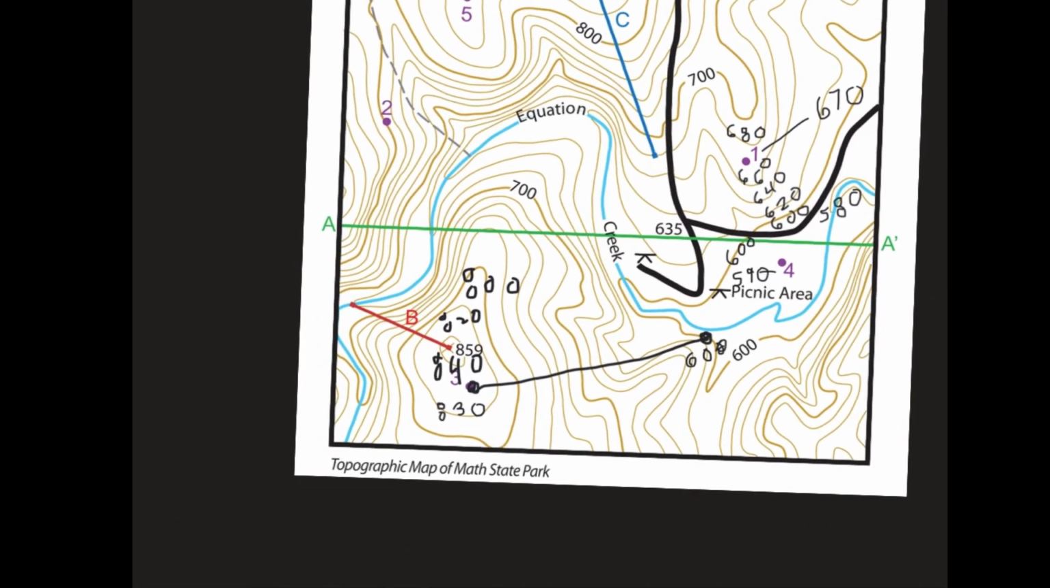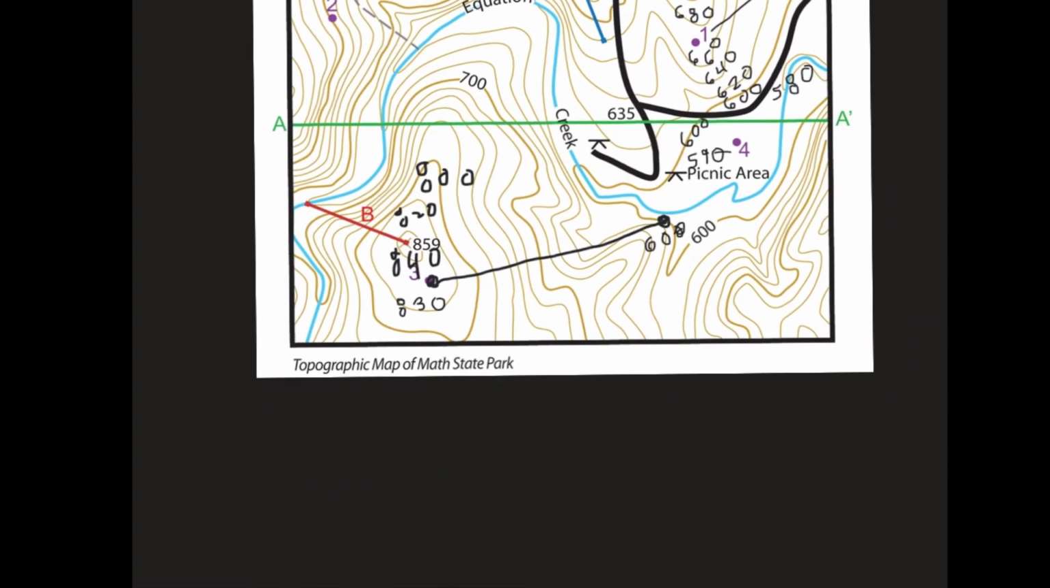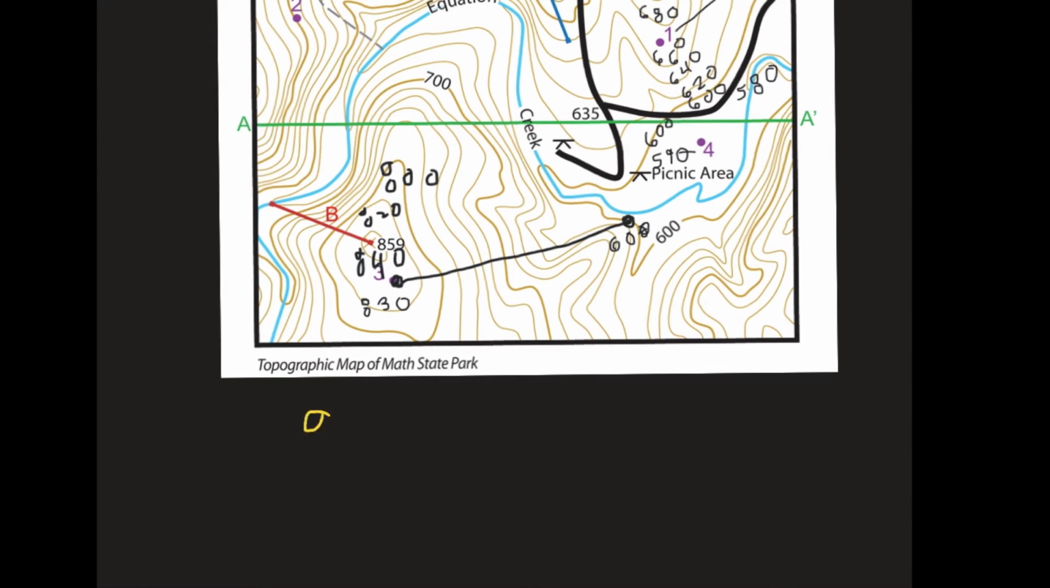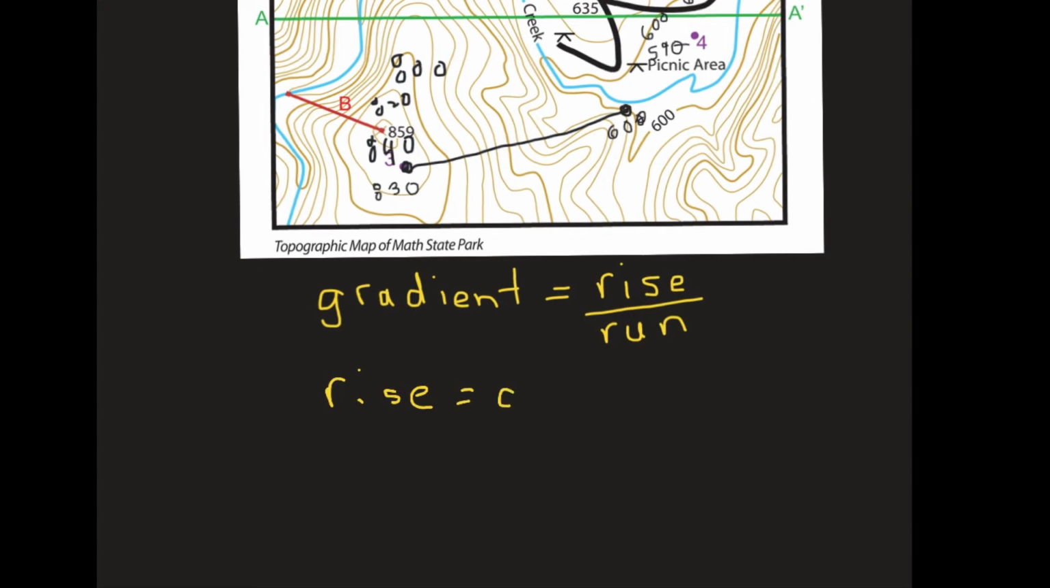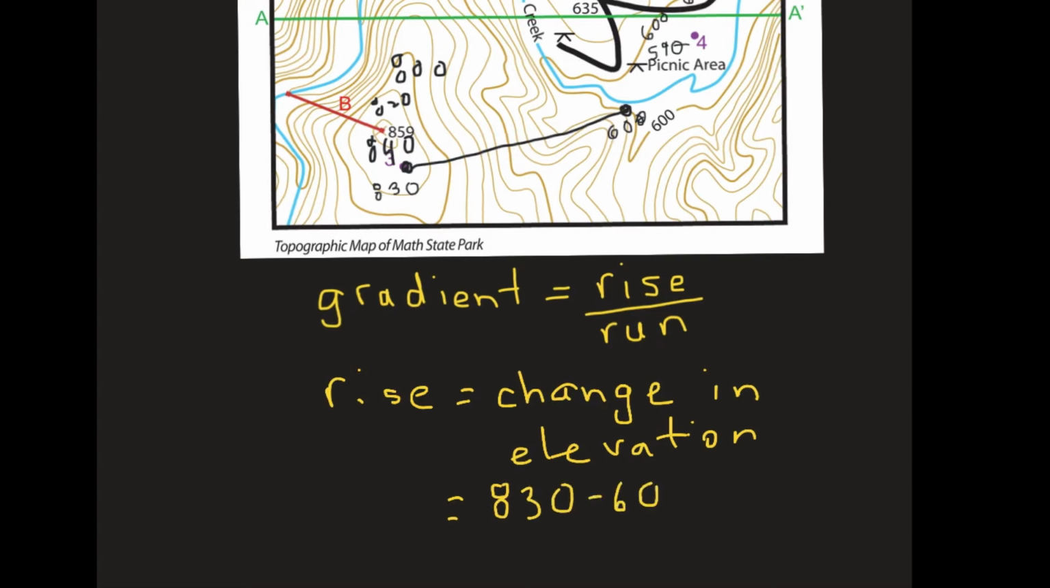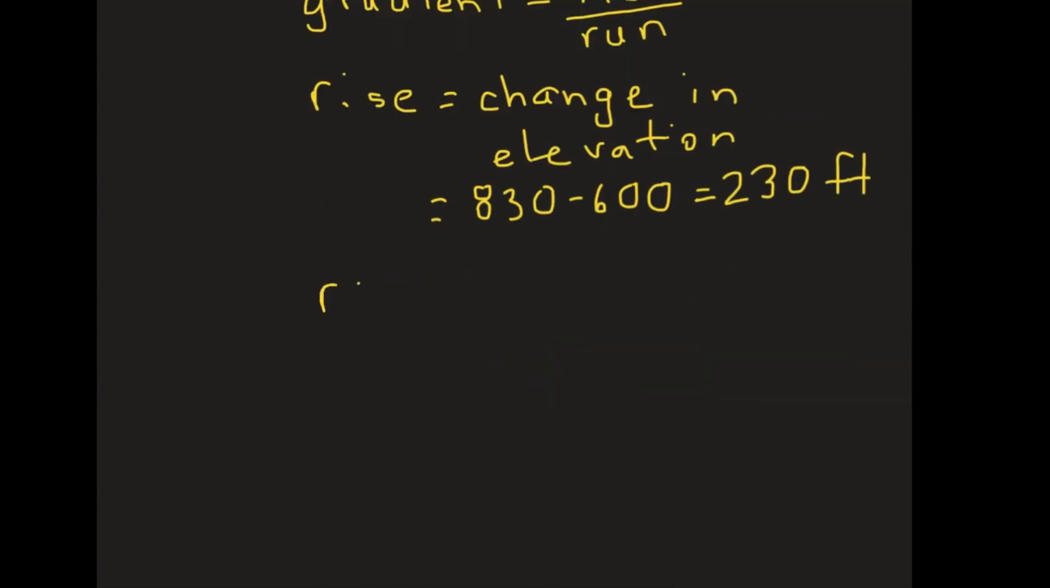All right, so let's review a little bit what we're talking about when we mean gradient as I adjust the image to give us a little more room to write. So let's remember the definition of gradient. It's usually defined as the rise over the run. And if we can recall, the rise is basically the change in elevation between 2 points or along a line. So let's try to do rise first. So we've got the highest point subtracted from the lowest point. That would be the change in elevation. So it's 830 minus 600 gives us 230 feet.